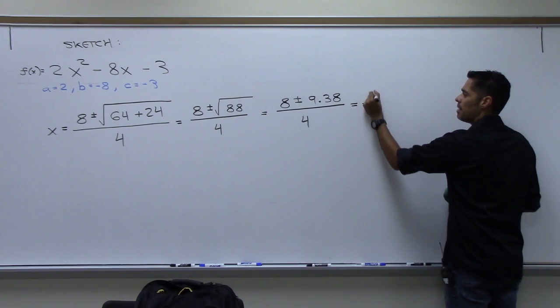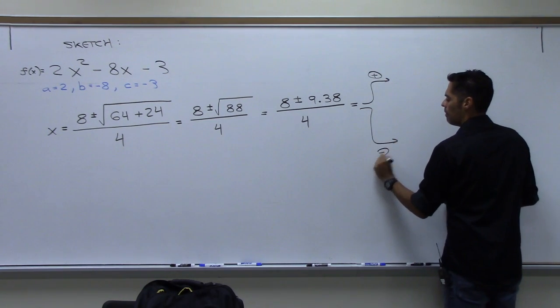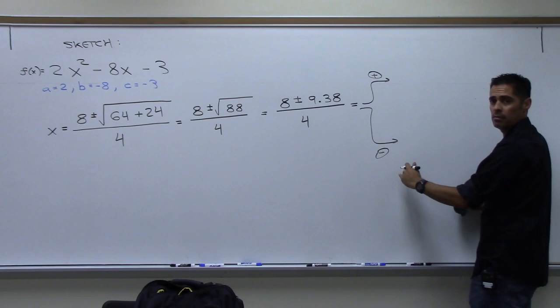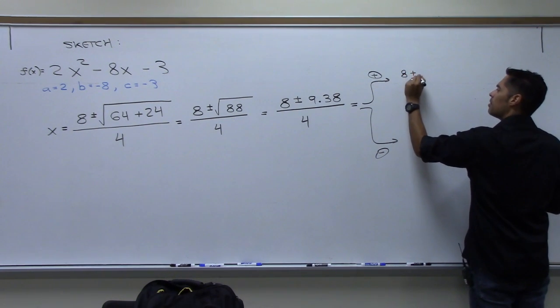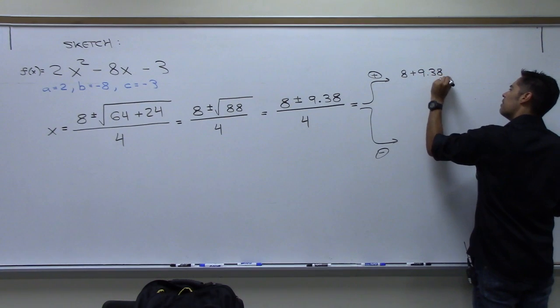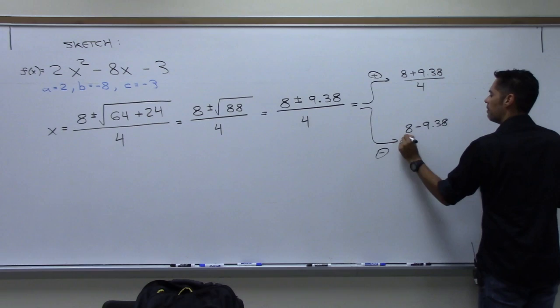This is where I did this step right here. Remember this? I'm going to look at the plus and the minus now, to get my 2 answers. I do 8 plus 9.38 divided by 4, and 8 minus 9.38 divided by 4.